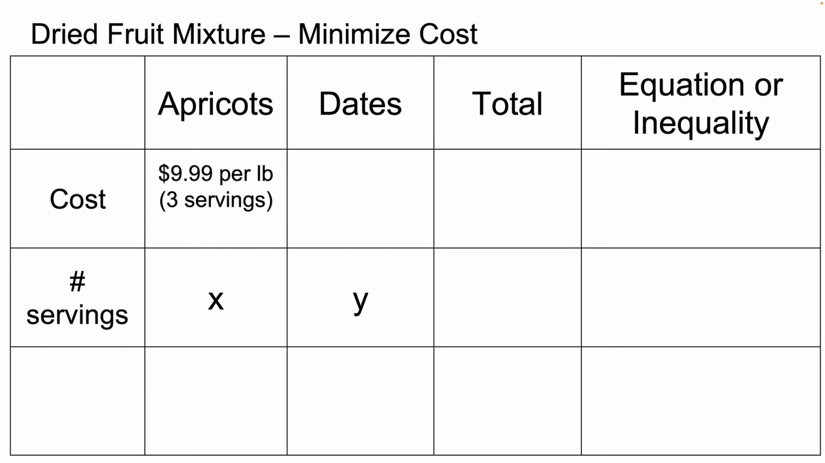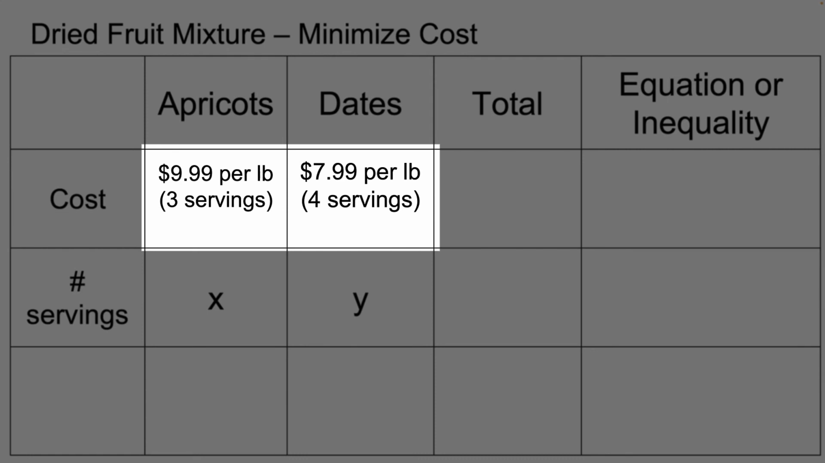The problem also told us that apricots cost $9.99 per pound for 3 servings, and dates cost $7.99 per pound for 4 servings. Now, before we go on, something interesting is happening here. We were asked to find the number of servings for apricots and dates, but the prices were given per pound, and we know that a pound is more than a single serving. For apricots, a pound is about 3 servings, and for dates, a pound is about 4 servings. So we have to convert these costs for both the apricots and the dates to a price per serving.